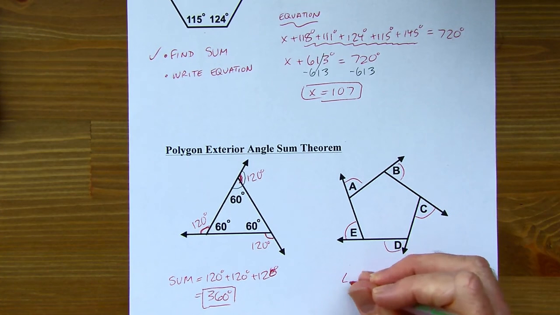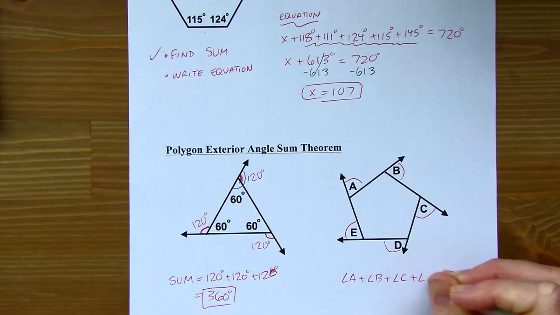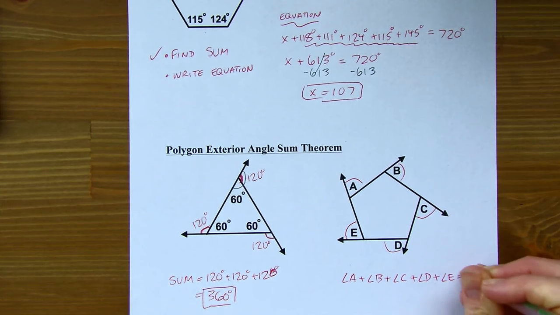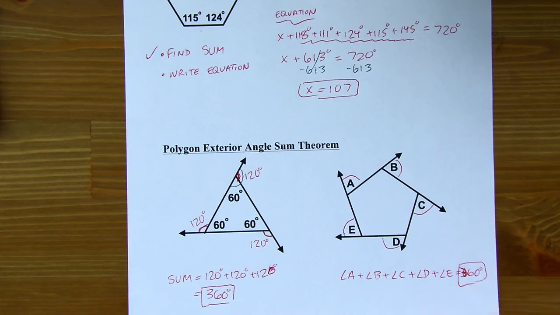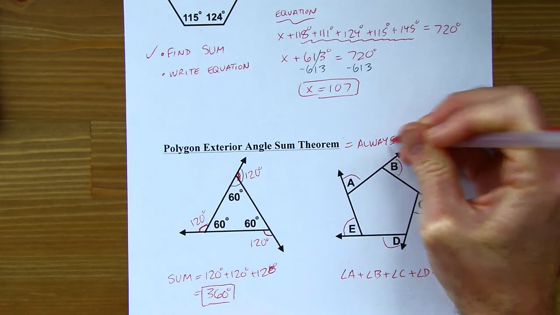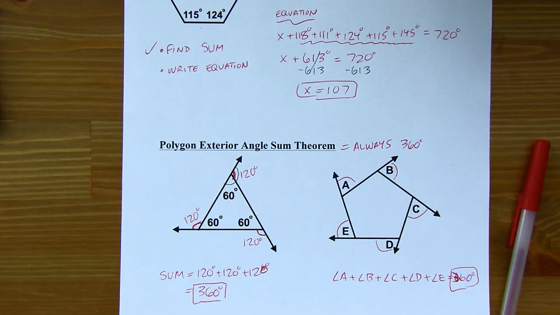So okay, what's going on? That's supposed to say 360 degrees there, okay? So the polygon exterior angle sum theorem is that the sum of the exterior angles is always 360 degrees. Just got to remember that, okay? All right, that is the end of the section. I'll see you next time.